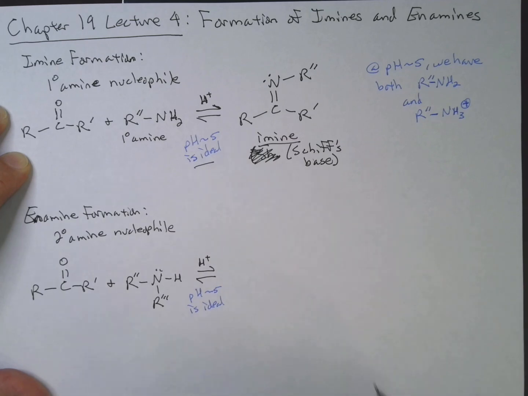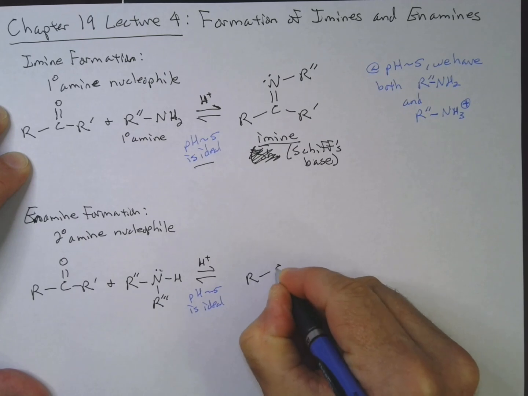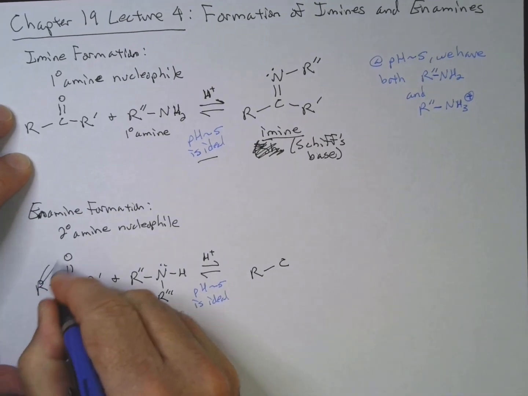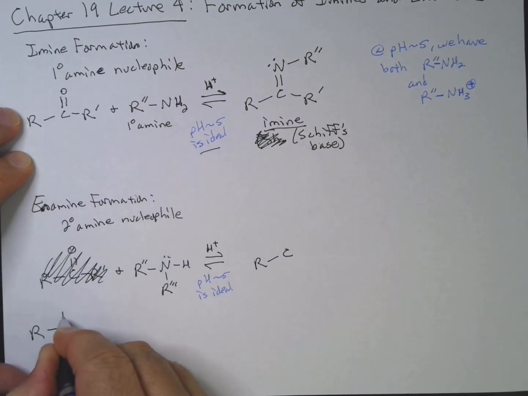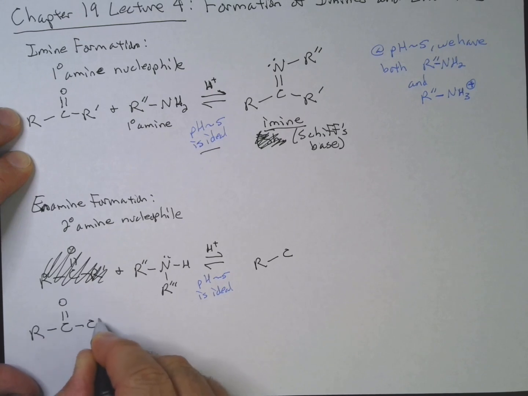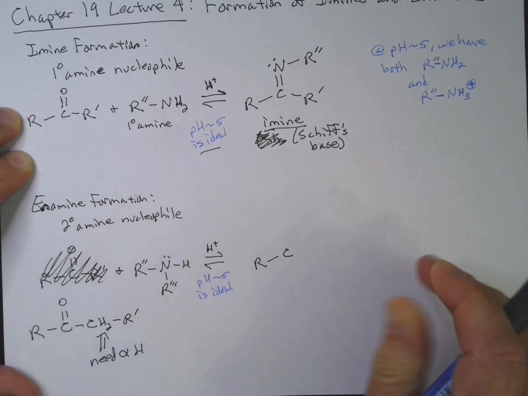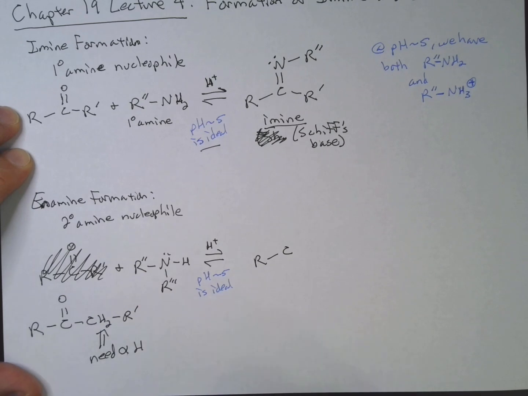And then the product we get is actually a little bit different. So we'll have our RC, and you know, I need to redraw this. I do apologize. I realize I got a little ahead of myself there. RC double bond O CH2 R prime. That's what we need there. We need one or more alpha hydrogens. So remember, that's the alpha position.